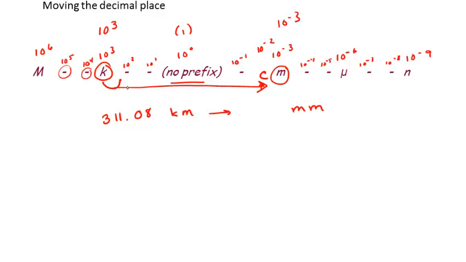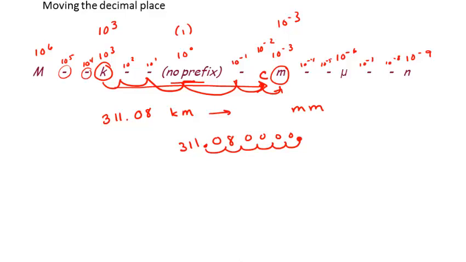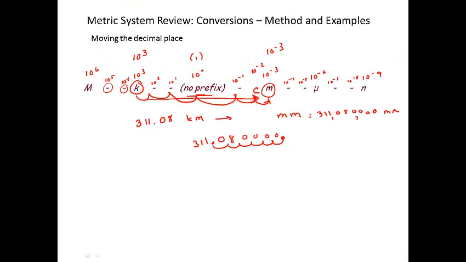So we've got K, 1, 2, 3, 4, 5, 6. So we're moving over 6 in that direction. So we rewrite this, 311.08, find our decimal, we go 1, 2, 3, 4, 5, 6, and we put the decimal right there. And to make up for those blank spots, we have to fill them in with zeros for placeholders. So 311.08 kilometers equals 311,080,000 millimeters. So let's say we want to go the other direction.